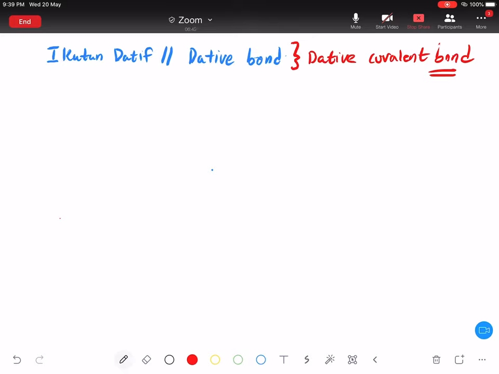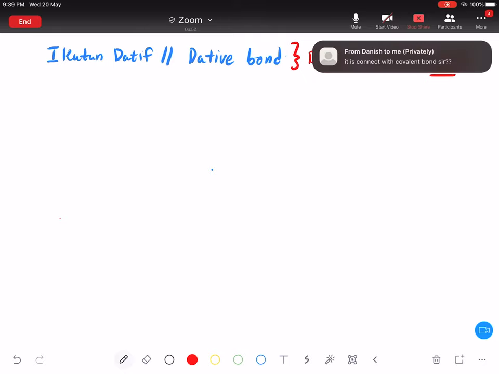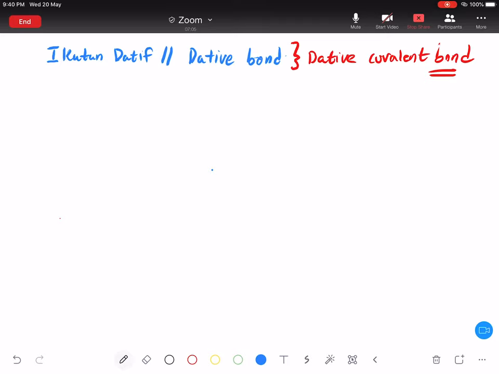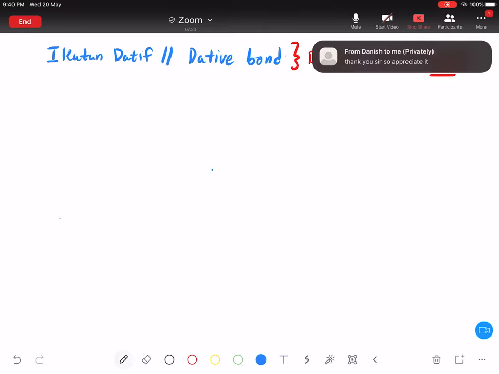Guys, dia ada banyak nama tau. Danish, what is your question? It is connected with covalent bonds. Yes, it is a type of covalent bond. I will explain to you shortly. Dia memang ikatan covalent, tak dinafikan. Tetapi ada sedikit pelik dengan dia.